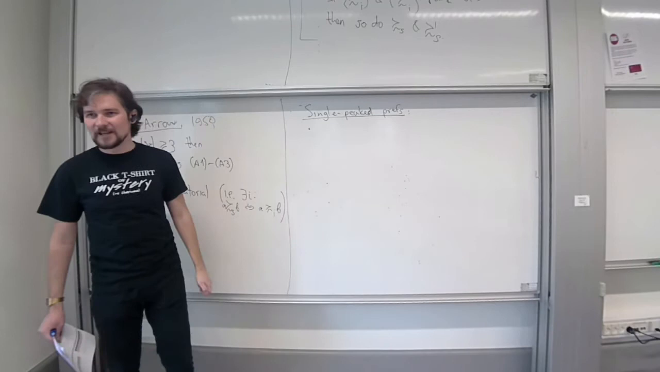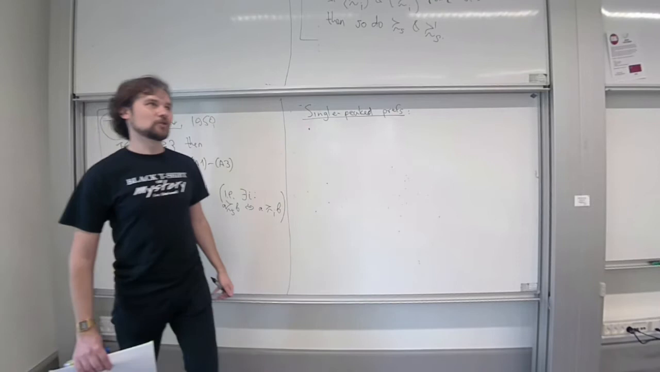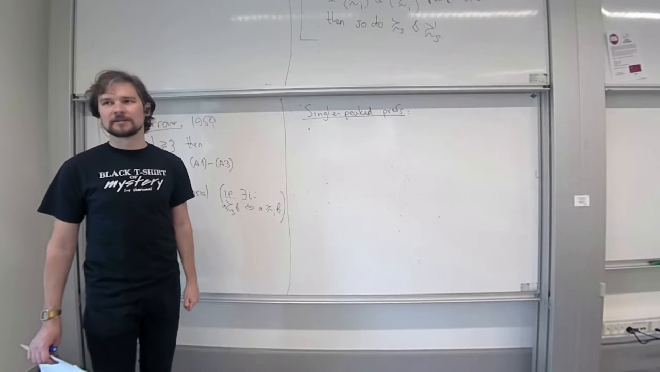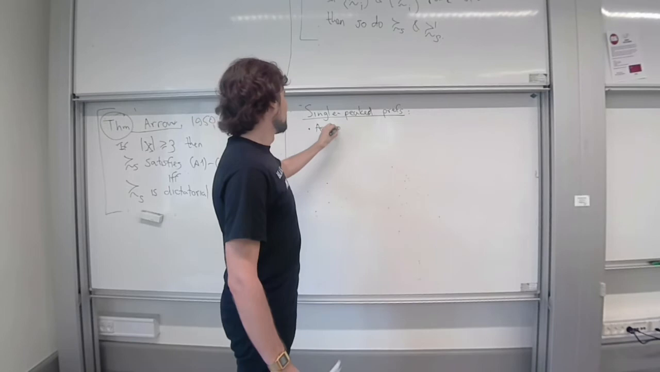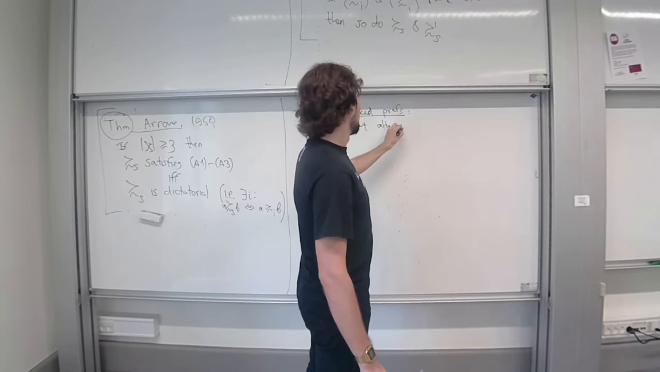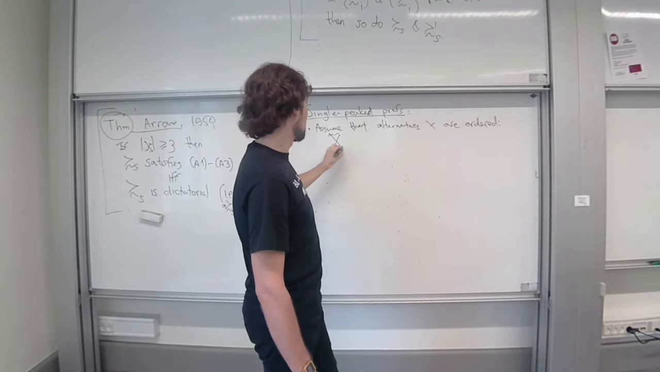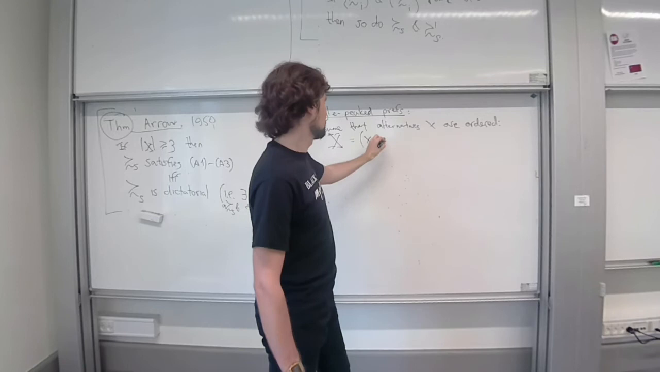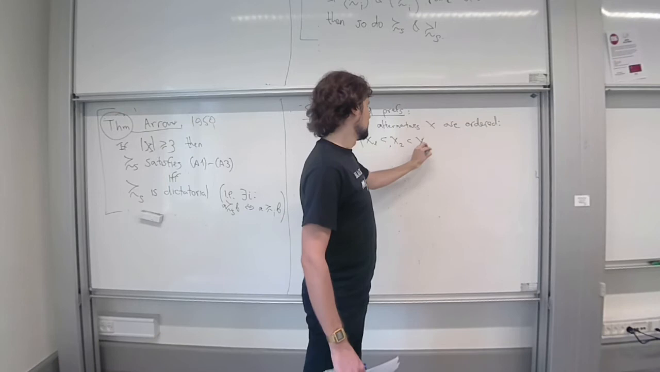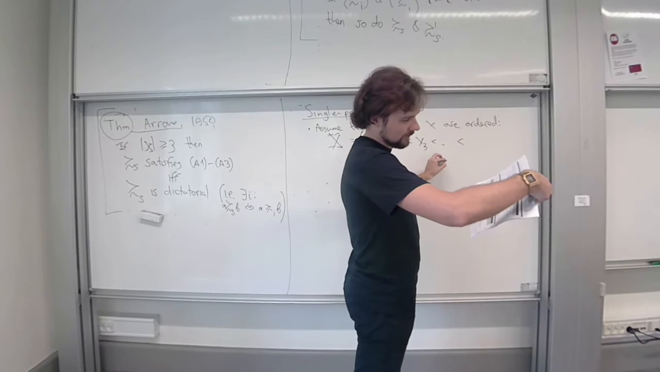For example, if we as a society choose a tax rate on which to tax corporations, or how much we want to spend on the next Olympics that will be organized in our city, something like that. So assume that alternatives X are ordered. Our large X is composed of x1, which is smaller than x2, smaller than x3, and so on, smaller than the largest alternative x_m.